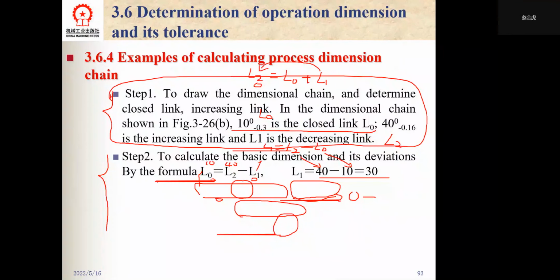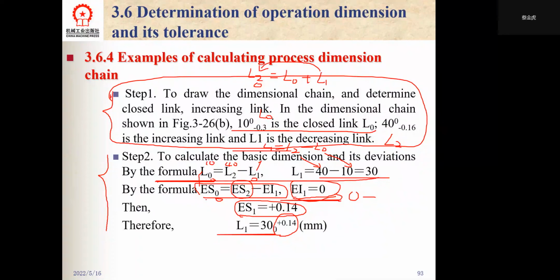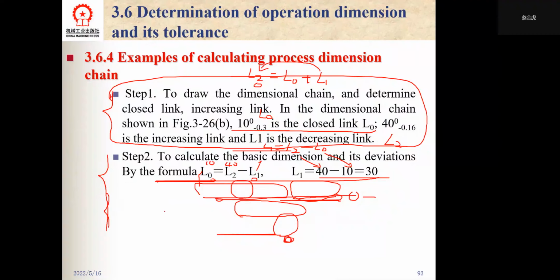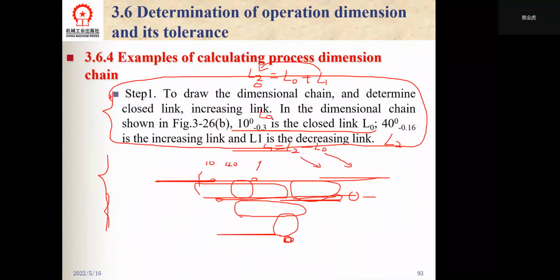And I also told you the dimensions of L1, and there remains only one equation to be applied to calculate the deviations of L1. So if you understand these equations, the answer will come out naturally.